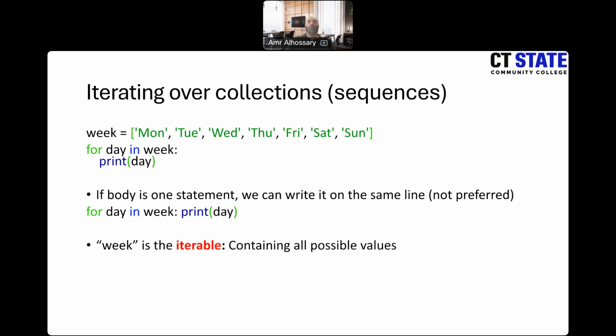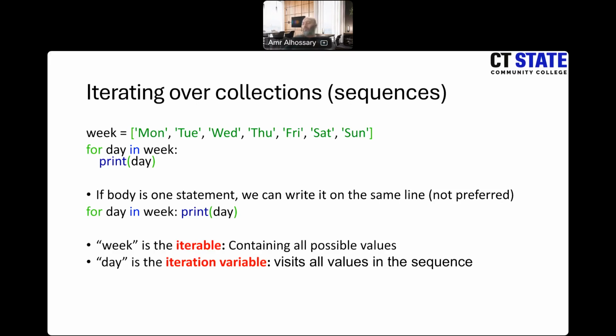In this example, week is iterable, containing all possible values. Day is iteration variable, which will get.